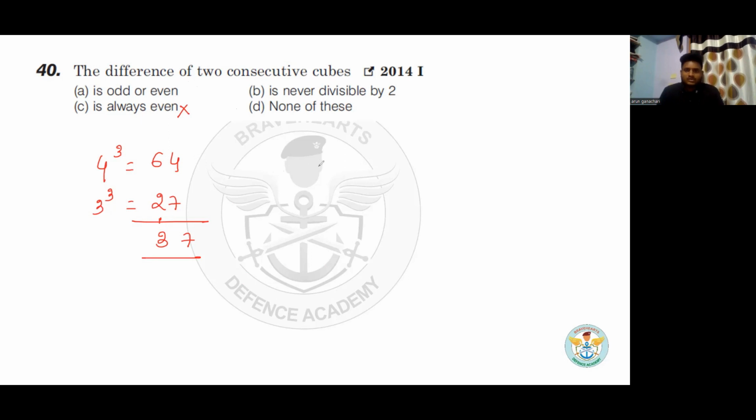So let me take one more example. Take your examples of 5 and 4. What is 5 cube? 5 cube is 125, and then we have 4 cube. 4 cube is 64. What is the answer you are getting? For 125 minus 64, 5 minus 4 is 1, 12 minus 6 is 6. So 61. So we are never getting an even number. So this option will also be wrong, because it is odd or even.